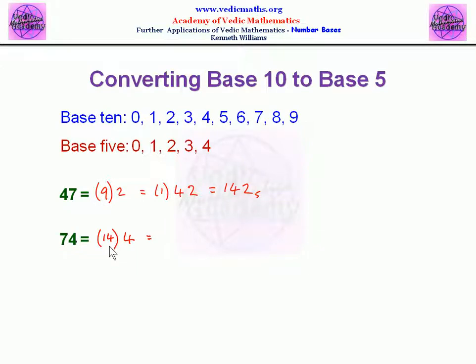So we need to apply the same thing now to the 14 and divide 14 by 5. How many 5s in 14? 2, remainder 4, and there's the last 4 on the end. And so we get 244.